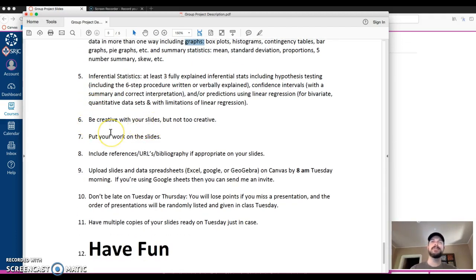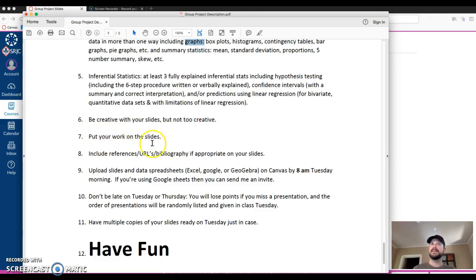Be creative with your slides, but you don't have to be too creative. If you just have dull, boring slides that have good information, explain what you did, that could be an A. I have had groups go over and beyond being creative and trying to be funny. If you could make it organic in your presentation, I'd encourage you to do so, but it's not necessary and it can be distracting. So just a little warning on that.